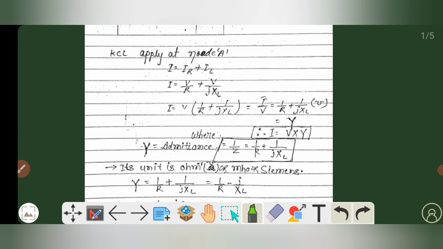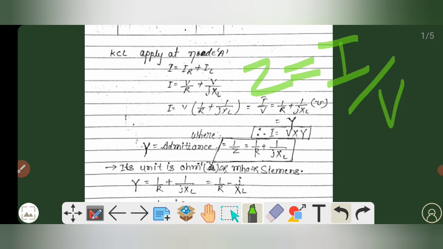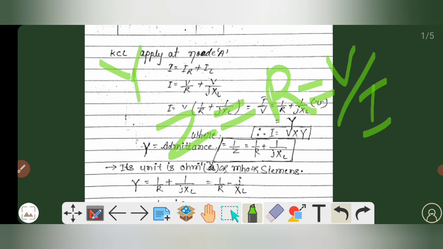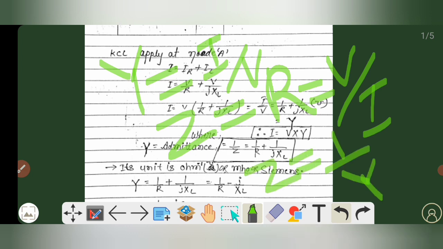As we know, impedance Z is V by I. In case of a series circuit, this is denoted by Z, that is impedance. Here admittance is equal to I by V. So we can say that Z is equal to 1 by Y, or Y will be equal to 1 by Z.